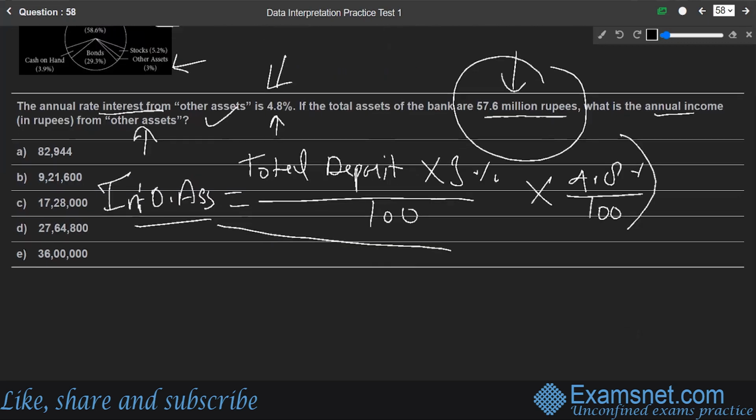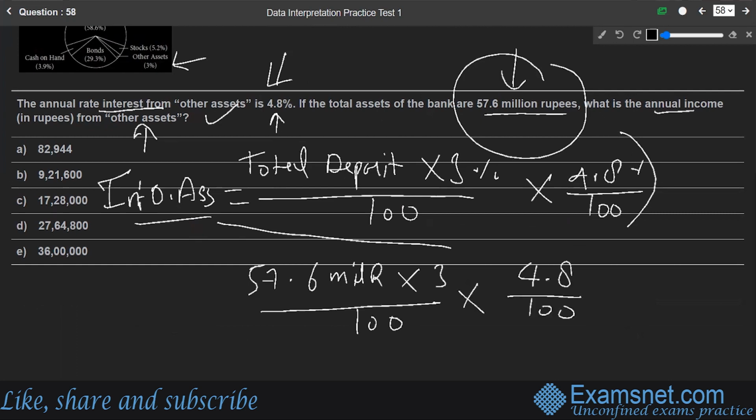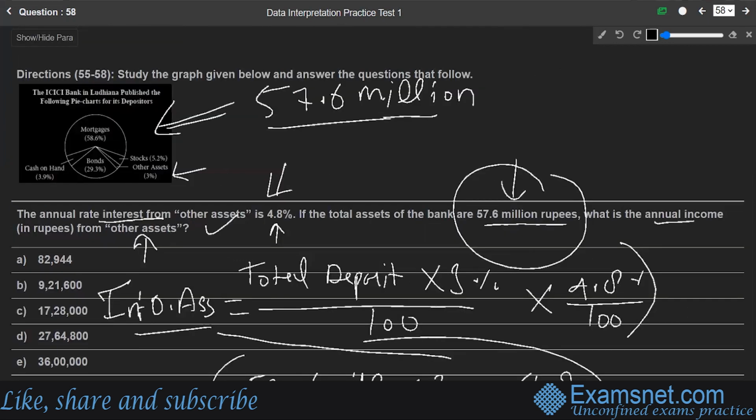So let us put the values inside. The total deposit is, as given in the question, 57.6 million rupees, and we have to find its 3%, divided by 100, and also its 4.8%. We have to solve these big numbers, and after solving we can easily get the answer. The direct answer comes out to be rupees 82,944. So these many rupees have been earned by the ICICI Bank in the form of other assets interest. So that is the right answer, option number A.